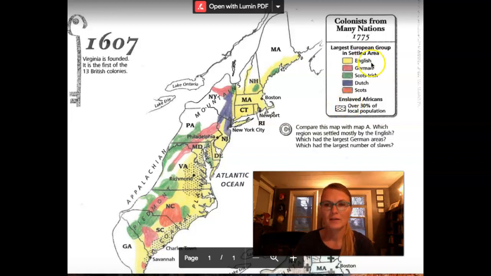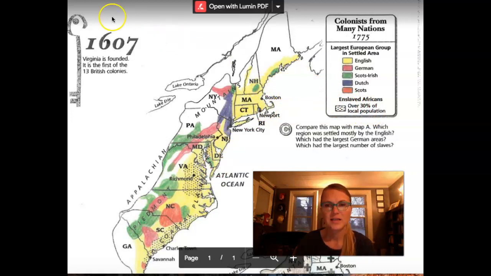So we have English, German, Scotch-Irish, Dutch, I can't talk, Scots. And then we have enslaved Africans, over 30% of local population. So that tells me that it's only going to show me where there are slaves if the slaves are more than 30% of the population. So that means that there could be slaves in these other areas, but they are not in large enough numbers to be included on the map. So that's important to know. Just because those dots are not there doesn't mean that they are not there.